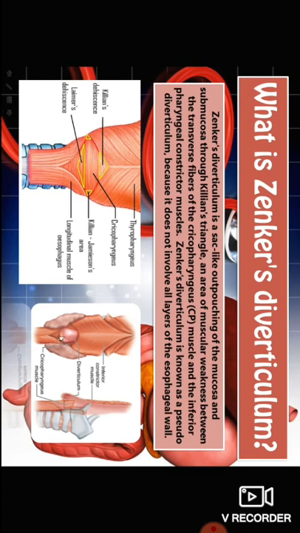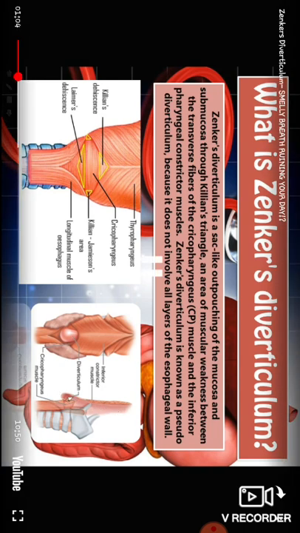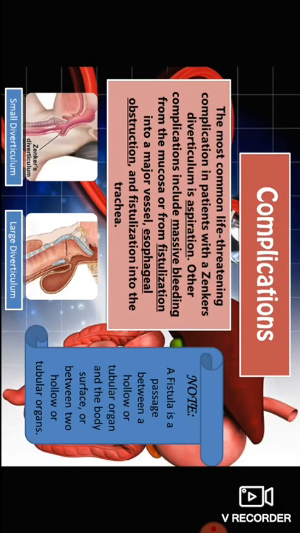On the right here, you see this is the outpouching. And from a lateral view, you can see the pouch at the back here. Here's the esophageal wall. Complications include bleeding from the mucosa, fistulization into a major vessel, or esophageal obstruction and fistulization into the trachea.